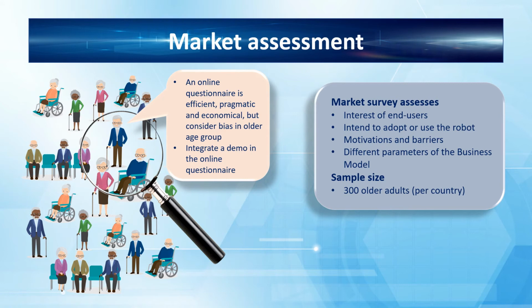We did an online questionnaire for this market survey that was efficient and pragmatic and economical. However, you should consider bias in the older age group, that means 75 plus, because they are underrepresented in many panels that are used for market surveys. On the other hand, the big plus of doing an online questionnaire is that you're able to not only describe the robot that you're doing the survey about, but that you can also integrate a small demo video, because that gives a better impression of what the robot is able to do.